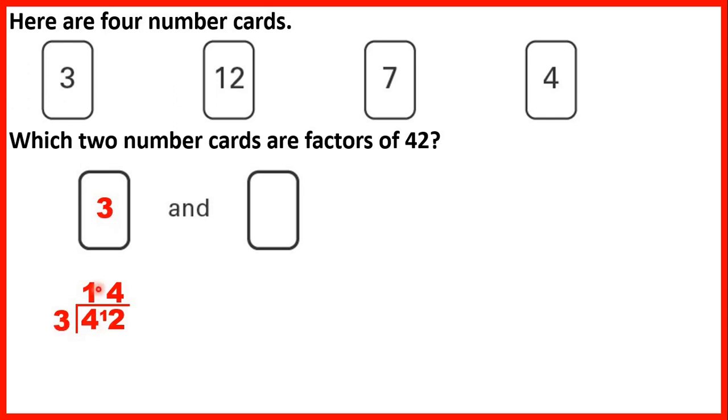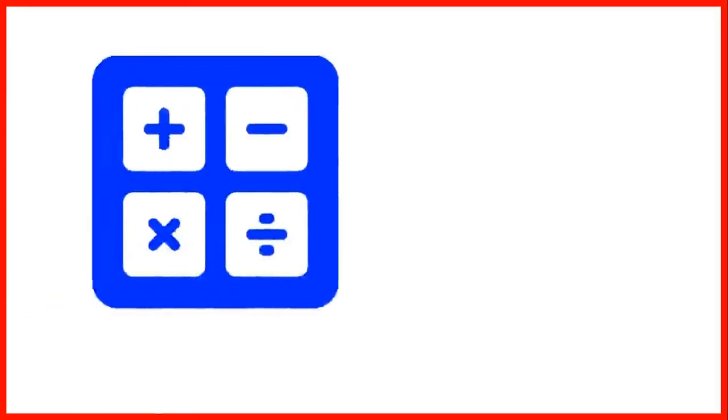42 divided by 3 is 14, and that tells us that 14 times 3 is 42. So 42 is in the 3 times table. Now 12 is not a factor because 42 is not in the 12 times table. So if we divide 42 by 12, we'll get a remainder. But 42 is in the 7 times table because 6 times 7 is 42. And if we divide 42 by 7, we get 6. We get a number that does not have a remainder. So 7 is our other factor. 4 is not a factor because 42 is not in the 4 times table.